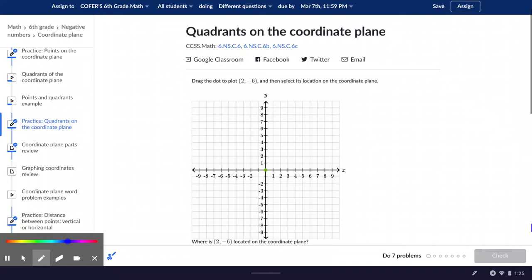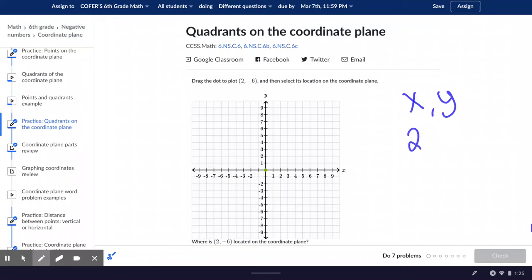So I know that ordered pairs are x, comma, y. They give me 2, comma, -6. So I know that I have to take my dot here. 2 is for my x, so my x goes from left to right, so I'm going to go to the right, 2, and then 6, which is for my y, the negative, goes down. So I go down to -6. This is where my point is located.